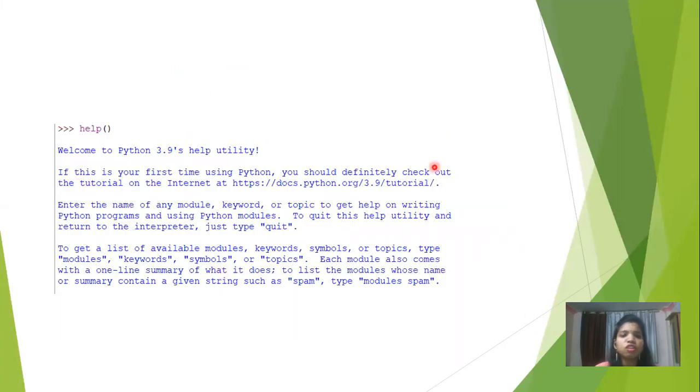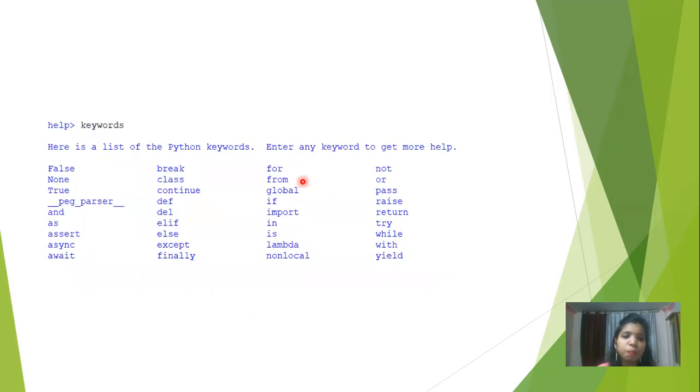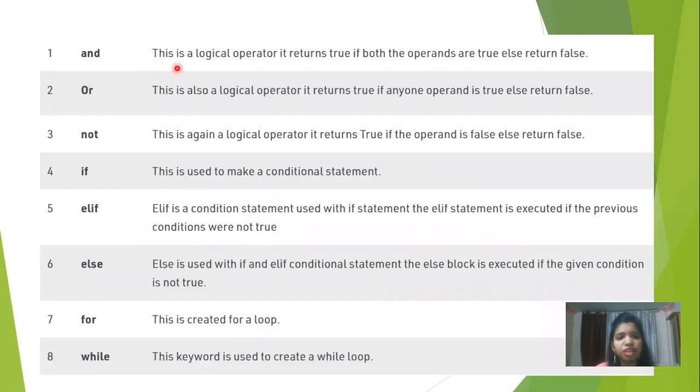This is a screenshot of the Python IDE. Just type help, then it will show welcome to Python 3.9 help utility. If you type keywords, it will show these are the keywords. And the keyword shows in blue color. Blue color means it's a predefined keyword. Okay. Now the definitions of keywords.